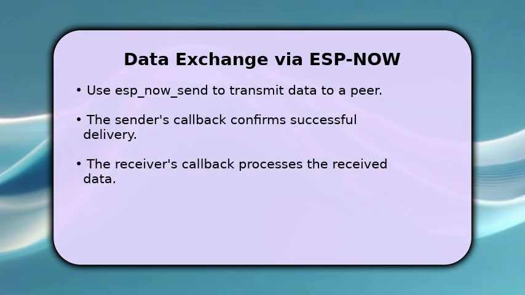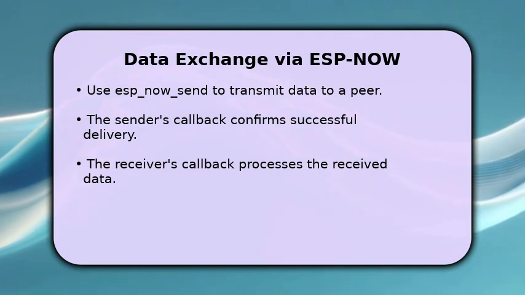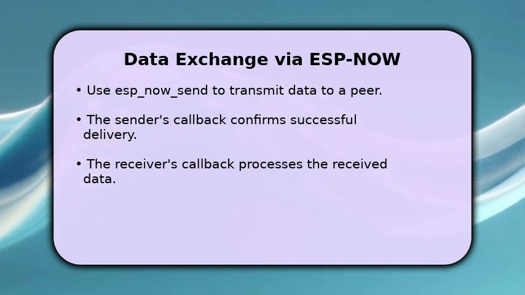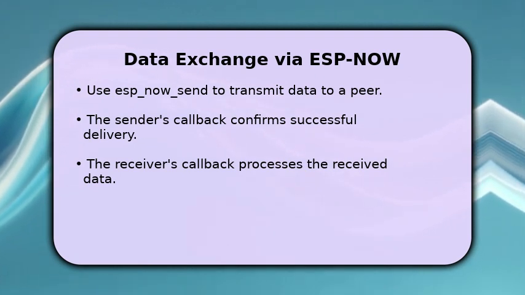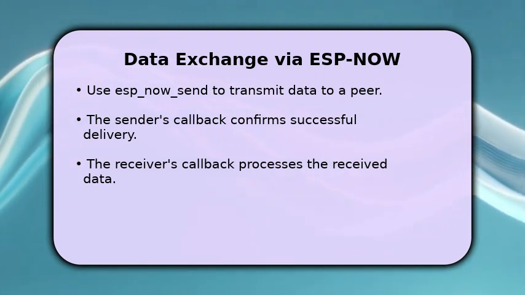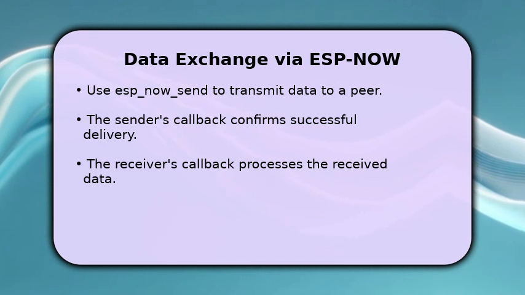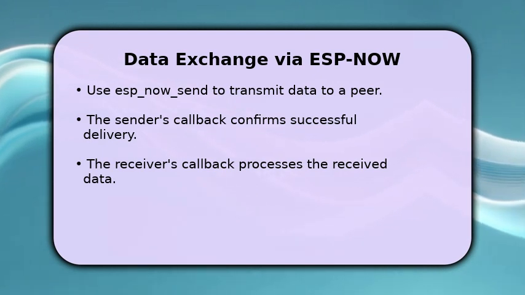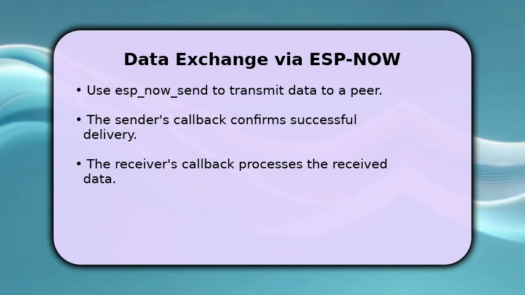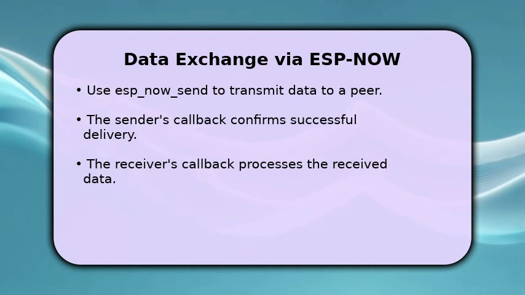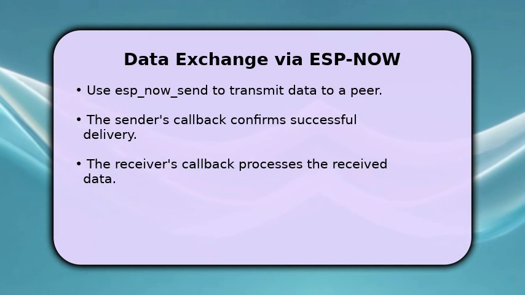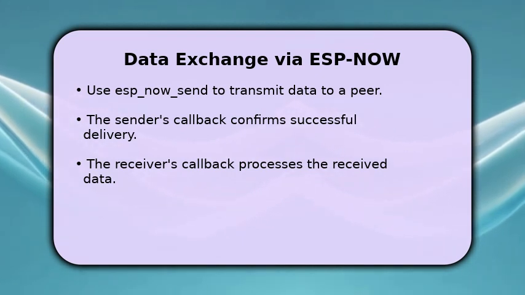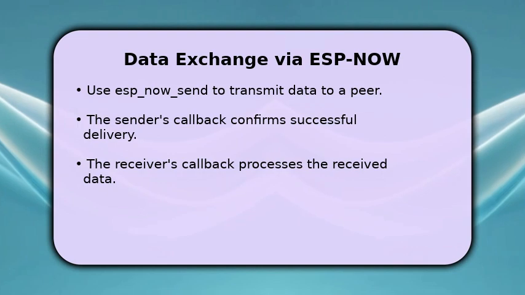Once both ESP32s are configured, sending data is straightforward. The sender uses a specific function to transmit its prepared data to the designated peer. Immediately after, the sender's callback function provides feedback on the transmission status, confirming successful delivery or indicating any issues. Concurrently, the receiver's callback function springs into action, processing the incoming data. This method offers incredibly low latency and high efficiency for direct device communication.